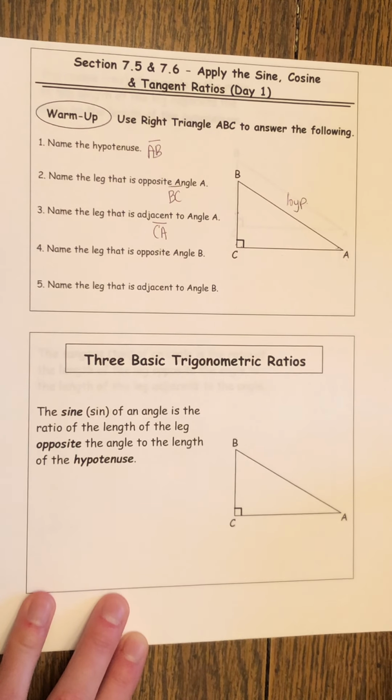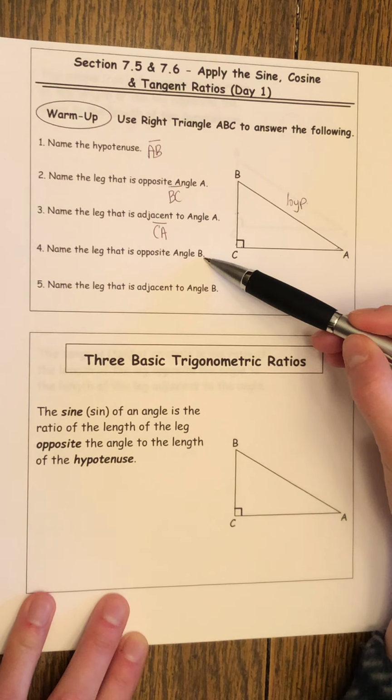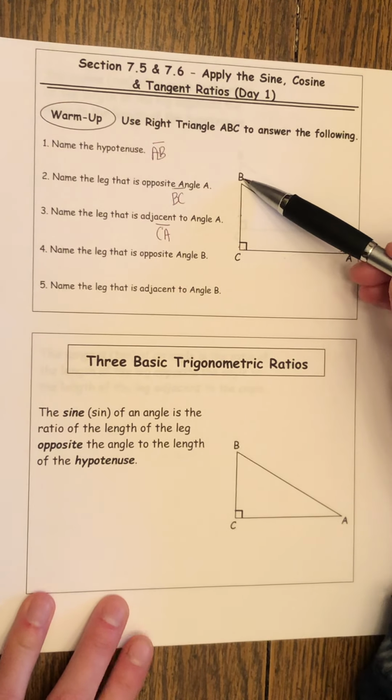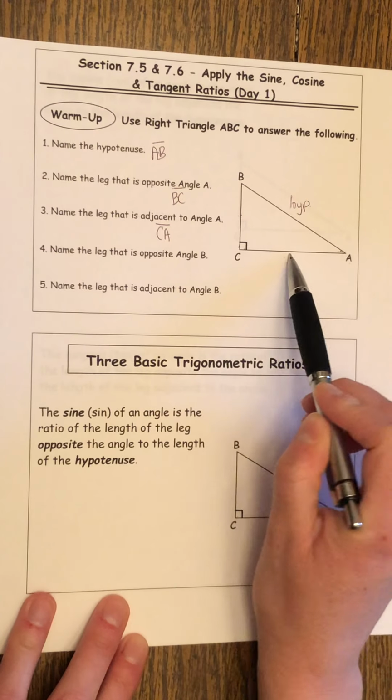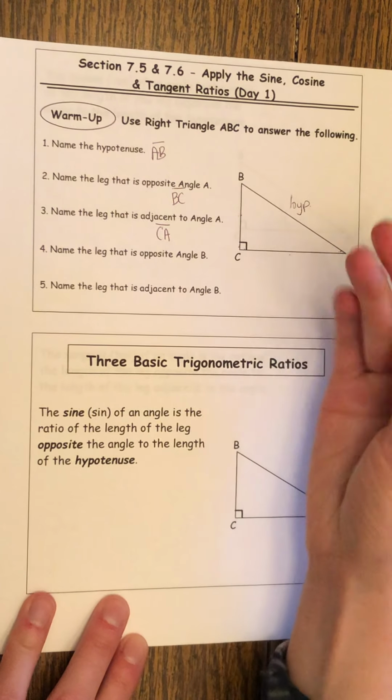Number 4 says name the leg that is opposite angle B. So our angle of reference is changing. So angle B is here. Name the leg that is opposite angle B. So if we look across from angle B, we have this leg down here, CA.